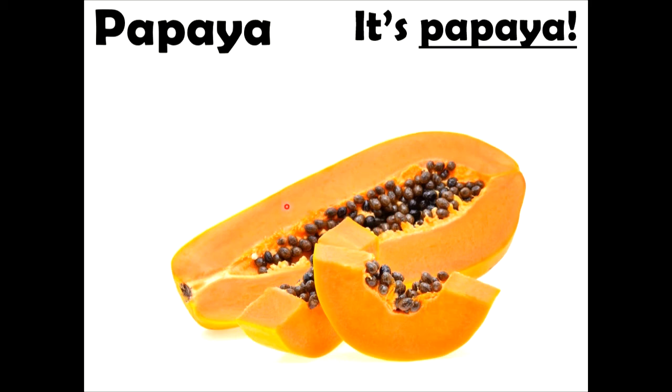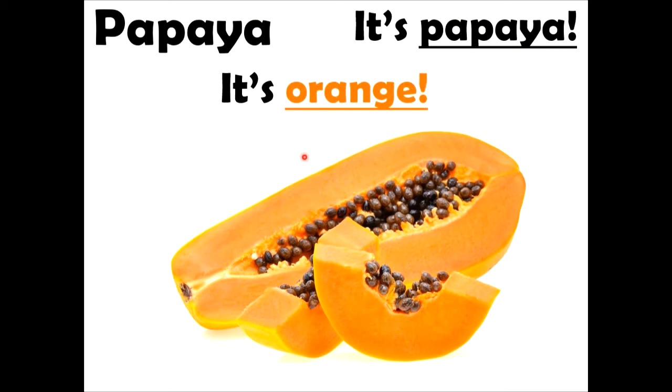What color is it? It's orange. Let's read our sentences again. It's papaya. What color is it? It's orange. Ooh, what fruit is it?